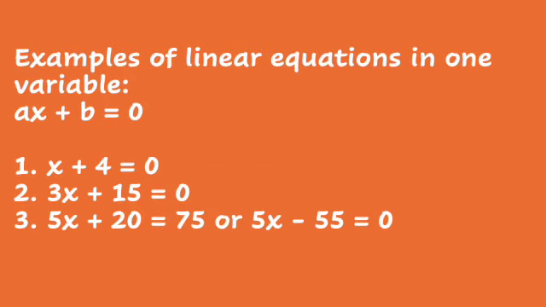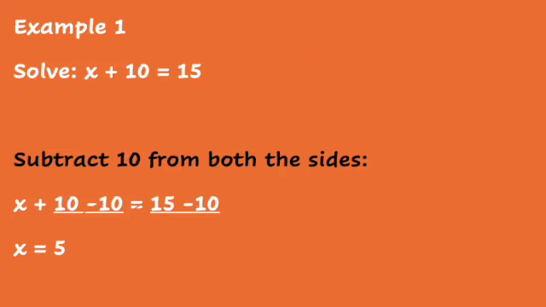Here are the examples of linear equations in one variable. You can see 3 examples, and for each equation we have different values of a and b. These are integer values and x is the variable here. Have a look at the first example. We have x plus 10 equal to 15. This is a simple equation where, looking at it, you can say x has to be 5.